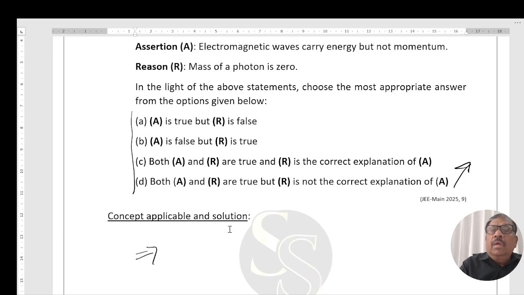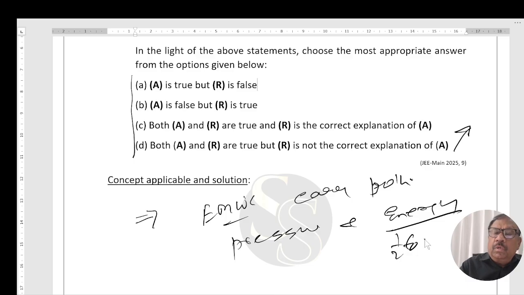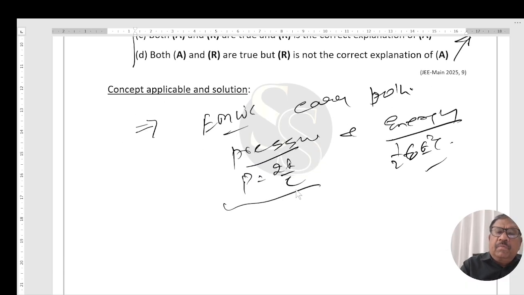Concept applicable: pressure. Electromagnetic waves carry both pressure and energy. Energy density is epsilon naught E square, or like this. Pressure P equals 2I by C for a perfectly reflecting surface.